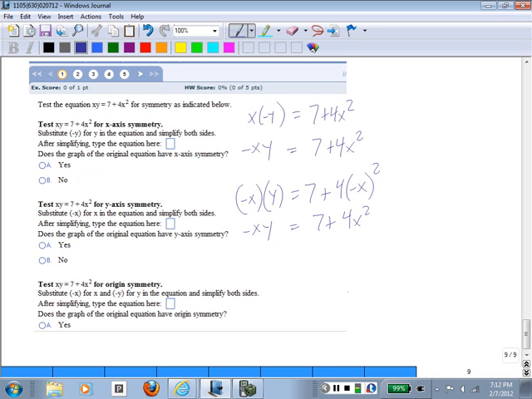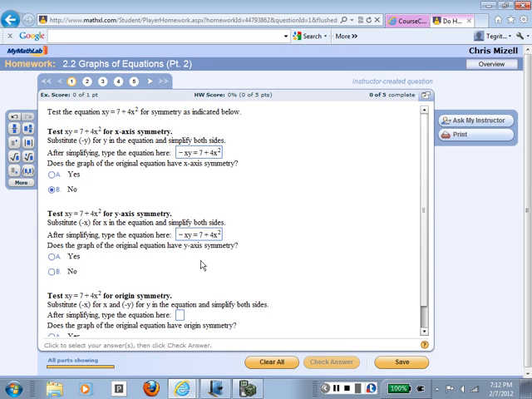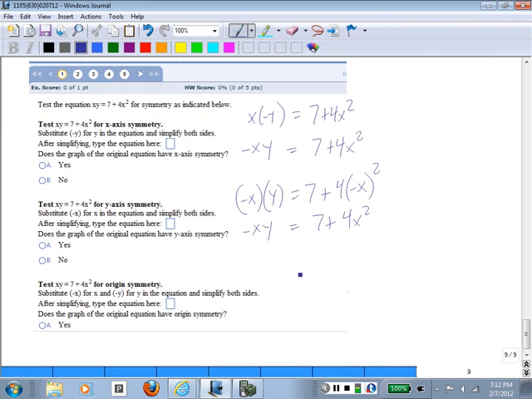Still have to type it in though. So type it in. It does have the copy and paste feature. Copy, paste, and still no. So test for origin symmetry. We'll test it for origin symmetry. We will substitute negative x for x and negative y for y at the same time.